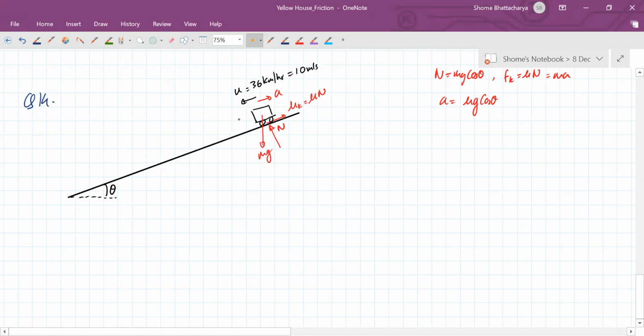Right. So now under this deceleration, we want that it should stop at a distance of how much? A distance of 5 meters.